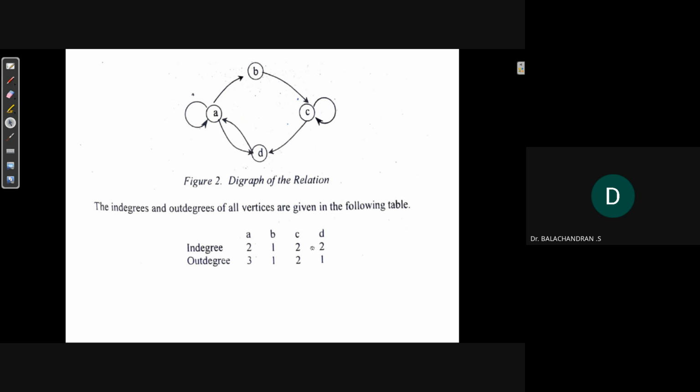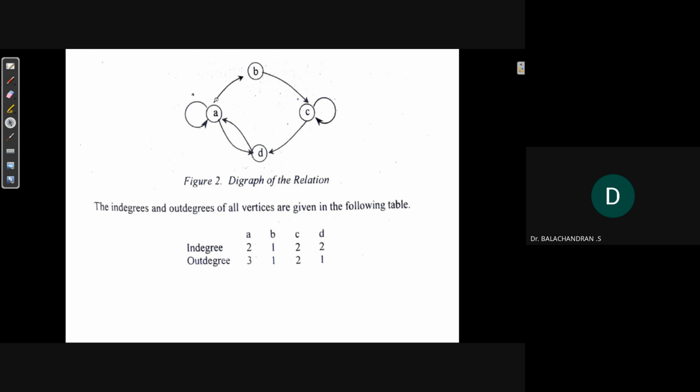For out-degree of A: out-degree means it is going from A. This is an out-degree for A, 1. This is also an out-degree for A. Out-degree means it is going from A.